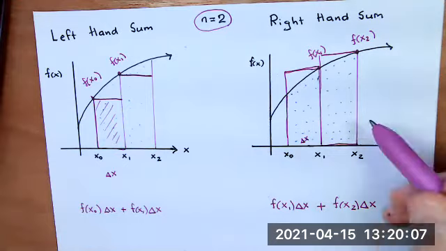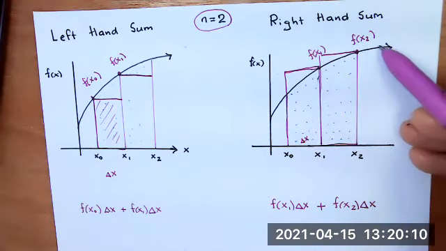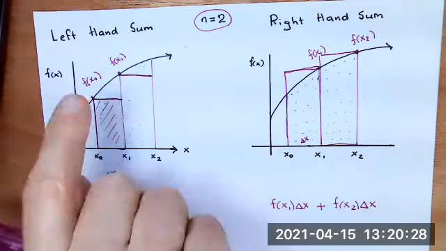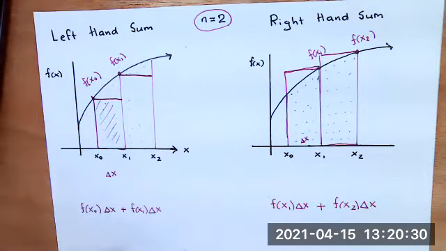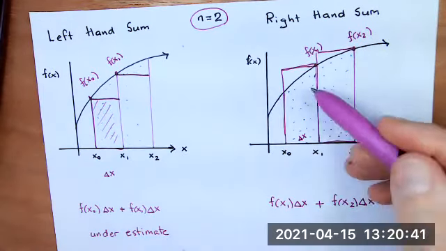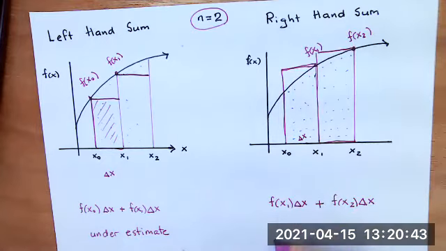All right, this is a monotonically increasing function. One of these Riemann sums is an underestimate, and the other one is an overestimate. Which one do you think is the underestimate? If you said the left-hand sum, you would be correct. And this one would be an overestimate.